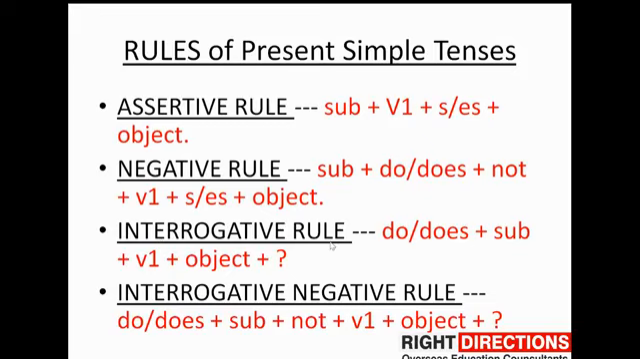Interrogative rule. For interrogative, do and does will come before subject plus verb first form plus object, and at the end there must be a question mark. Talking about the interrogative negative rule. For interrogative negative, do and does before subject. After subject, we will add not plus verb की first form plus object plus question mark. Make sure wherever we are using do and does, s और es verb के साथ नहीं आएगा, verb की first form रहेगी.